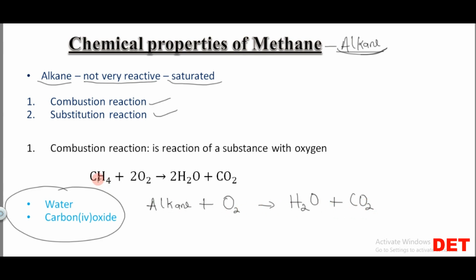So here we have methane. When methane reacts with oxygen, water and carbon dioxide will be formed. So this is methane reacting with 2 molecules of oxygen to give you 2 molecules of water and 1 molecule of carbon dioxide. So again, when alkanes react with oxygen, water and carbon dioxide are formed.